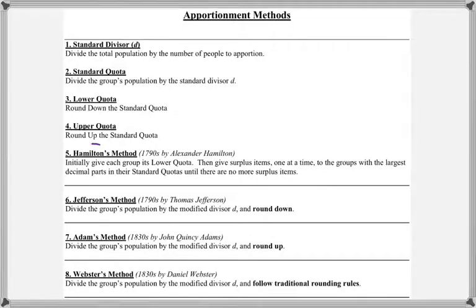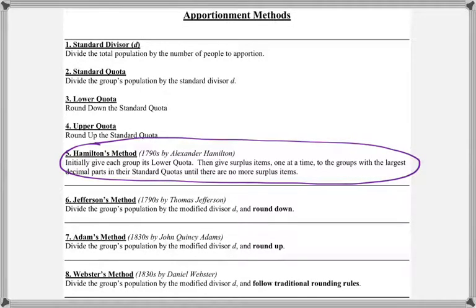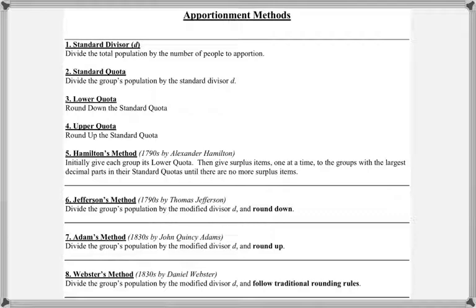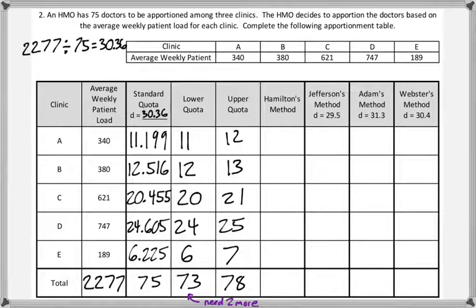Now we are completing Hamilton's method. So we need to initially give each group its lower quota, then give surplus items one at a time to the groups with the largest decimal parts in their standard quotas until there are no more surplus items. So initially we are starting out with these numbers: 11, 12, 20, 24, and 6. And these add up to be 73, but because we have 75 doctors, we need 2 more.